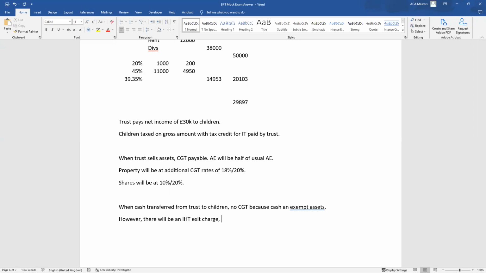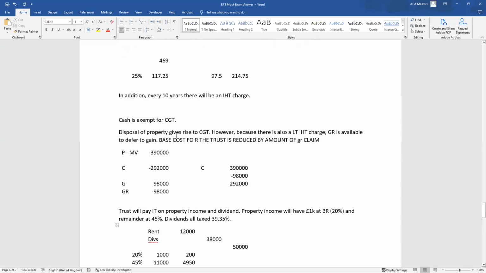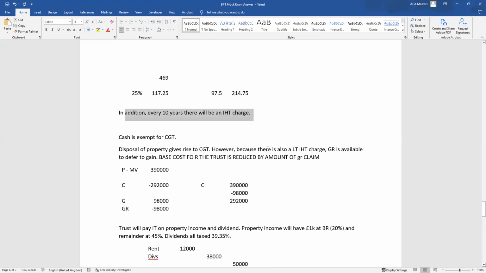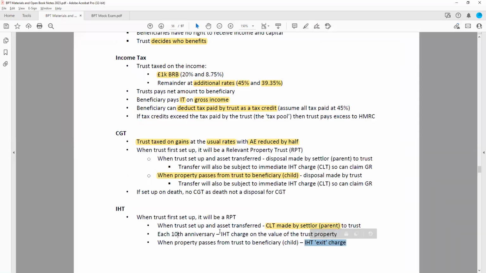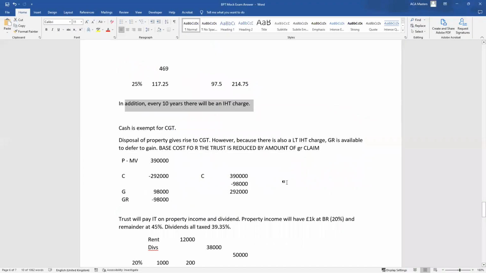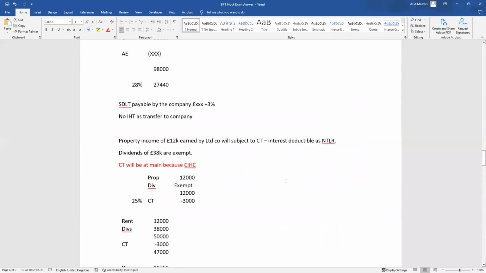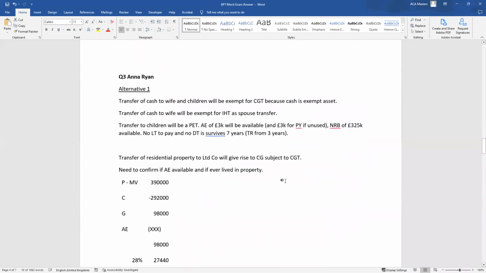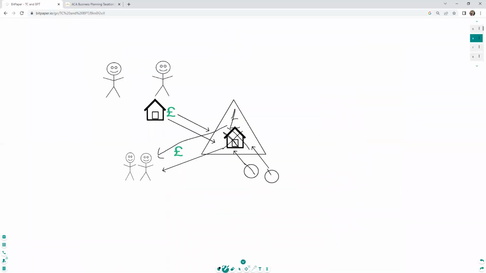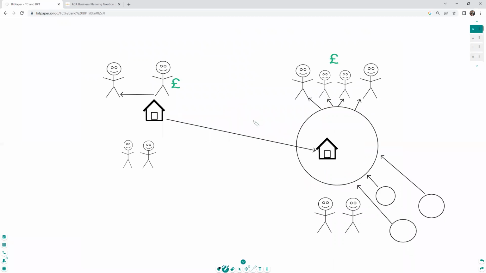Now, you don't need to know the calculations for the IHT exit charge, and you don't need to know the calculation for the 10-year anniversary charge either. But you just need to be aware of them, and you can see why they would be relevant here. So if we just recap those, the trust gets really difficult when we talk about easy marks, medium and hard marks. That is kind of hard marks. So let's think about, big picture, what essentially was going on here.